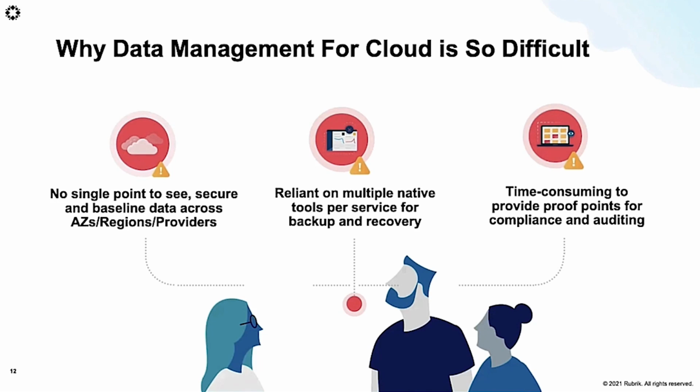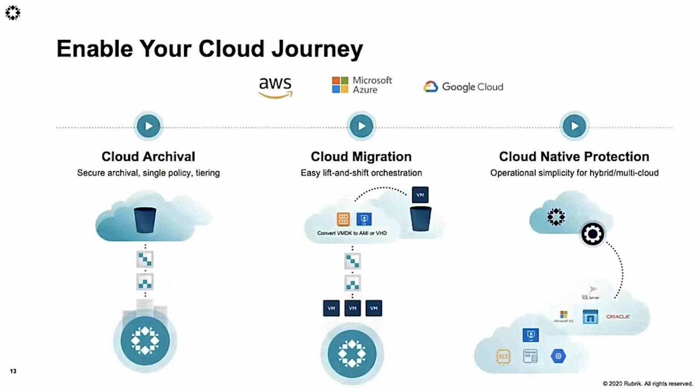On top of that, each zone probably requires multiple tools for backup and recovery for things like VM protection, fileset protection, and then maybe database. This creates a very difficult view of the environment and provides a lot of difficulty for compliance and auditing use cases. So Rubrik really set out to help simplify that and simplify your journey to the cloud as well.